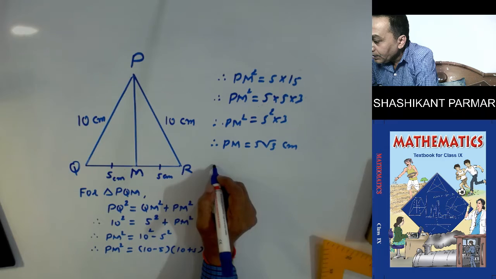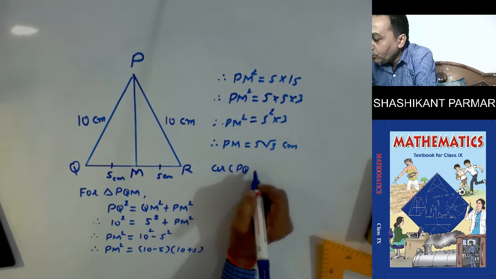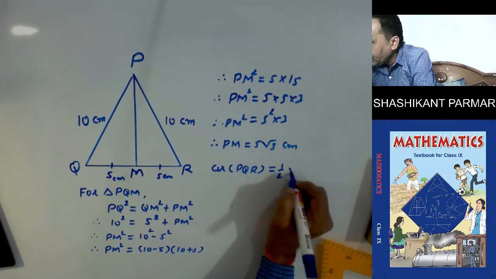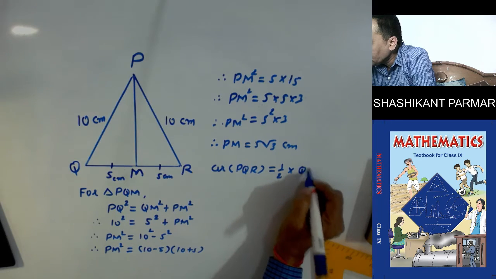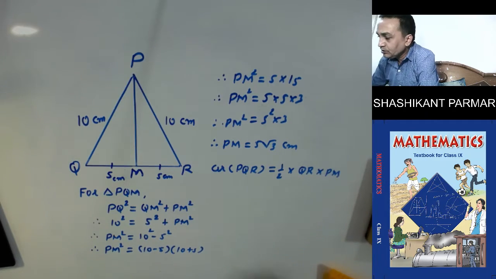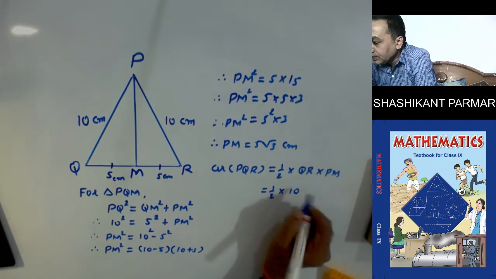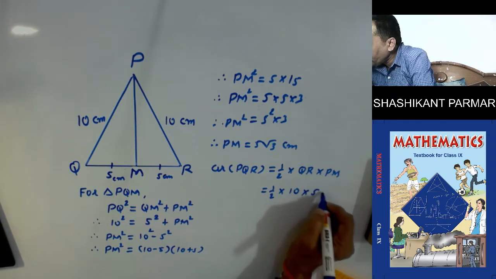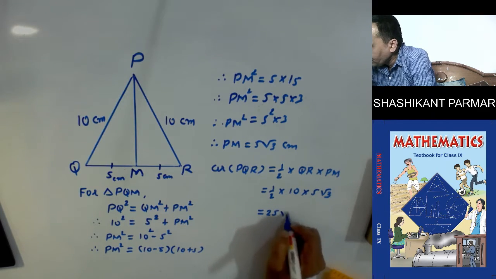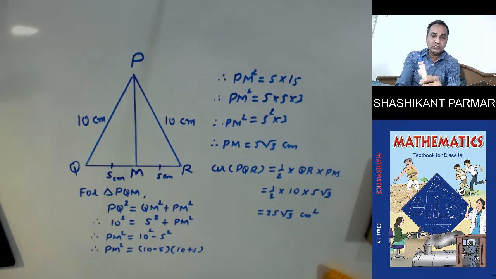Now, area of triangle PQR is equal to 1/2 into base into height, so is equal to 1/2 into QR into PM. So 25 root 3 centimeter square.